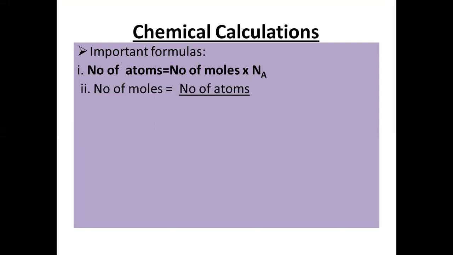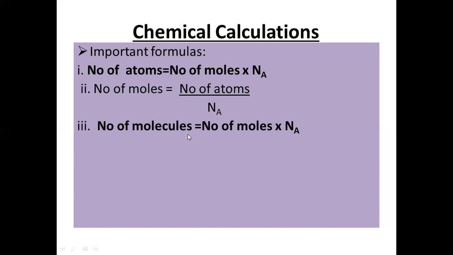Second formula, number of moles. If number of atoms are given and they ask about to find out the number of moles, then you have to use this formula. Number of moles is equal to number of atoms over Avogadro's number. If number of moles are given and the number of molecules you have to find, then this formula you have to use. Number of molecules is equal to number of moles into Avogadro's number.